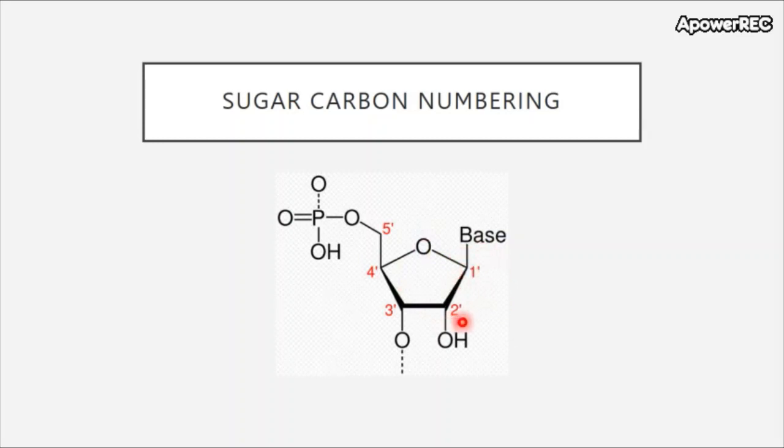The second carbon is 2 prime. The third carbon is 3 prime. The fourth is 4 prime. The fifth is 5 prime. And if you will recall from your basic chemistry courses, any of these points that you see, where 2 lines come together, represents a carbon that exists there. We just forego writing carbon so that we don't overcomplicate the drawing.